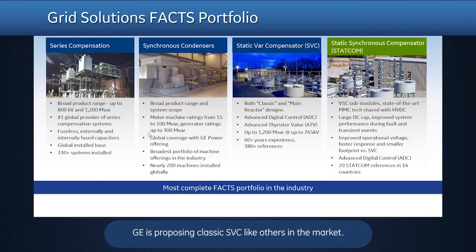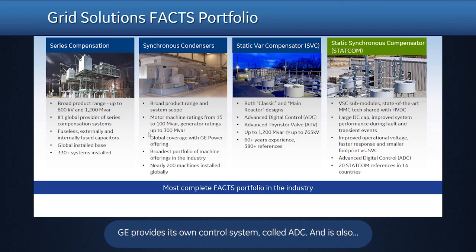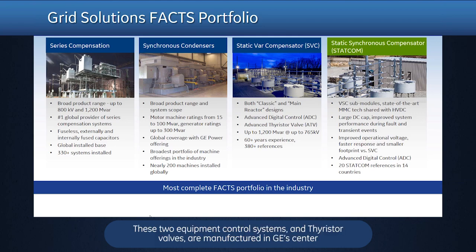GE is proposing classic SVC like others in the market, but GE is also proposing its patented SVC design called main reactor design. GE provides its own control system called ADC and is also manufacturing its own thyristor valve called ATV. These two equipment, control system and thyristor valves, are manufactured in GE's Center of Excellence for SVC and Statcom, located in Tampere, Finland. And GE has over 60 years of experience in SVC and has delivered 380 SVC worldwide.